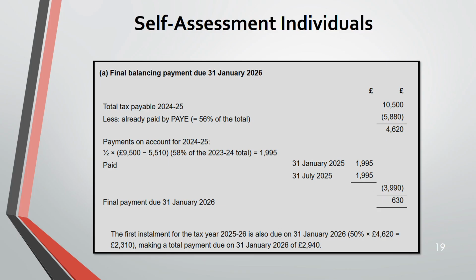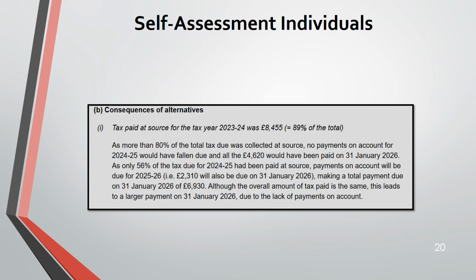So this is the answer for activity 1. We have got 630 as the balancing payment. Then the consequences of the alternative. So no payment on account because more than 80% was deducted at source. But the ultimate income tax amount remains the same.